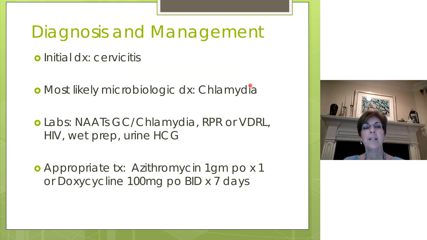Okay, so the initial diagnosis is cervicitis until you get back her labs. The most likely biologic diagnosis is going to be chlamydia. Her lab tests, you'd want to do the NAT for GC and chlamydia, RPR or VDRL, HIV. Also a wet prep and a urine pregnancy. She's having unprotected sex. Her last period was 4 weeks ago. Need to find out if she's pregnant. A wet prep would check for what? What are you checking for with a wet prep?